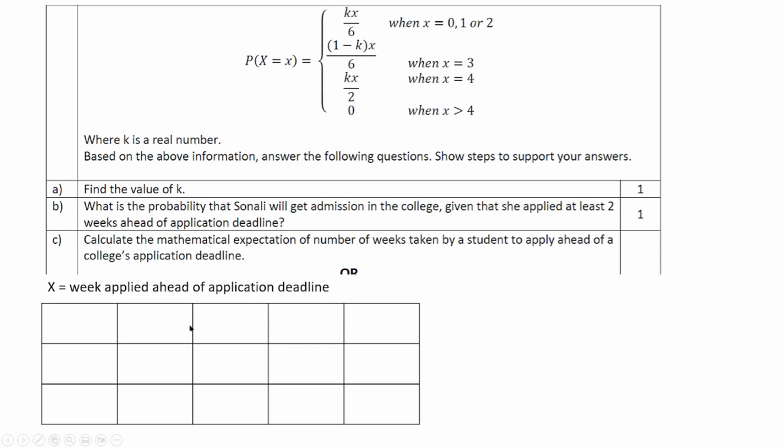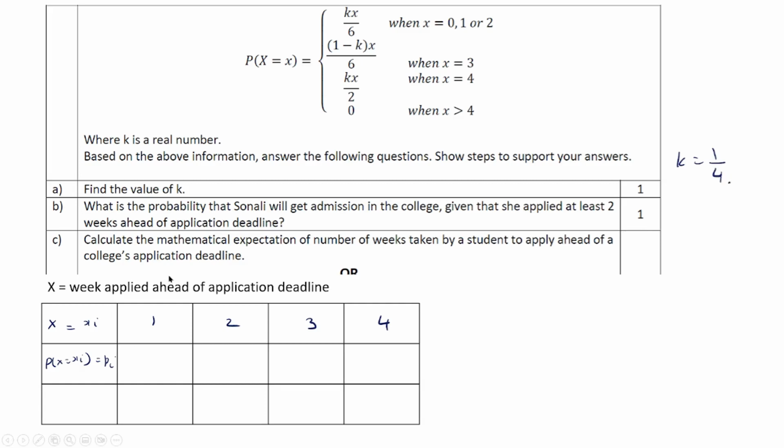So here let us take that x is equal to weeks applied ahead of the application deadline. So the various values which x can take are: the student can apply 1 week ahead, or 2 weeks ahead, or 3 weeks ahead, or 4 weeks ahead. So let us take this as xi. Then probability of x equal to xi, which is pi. We already got the value of k as 1 by 4.